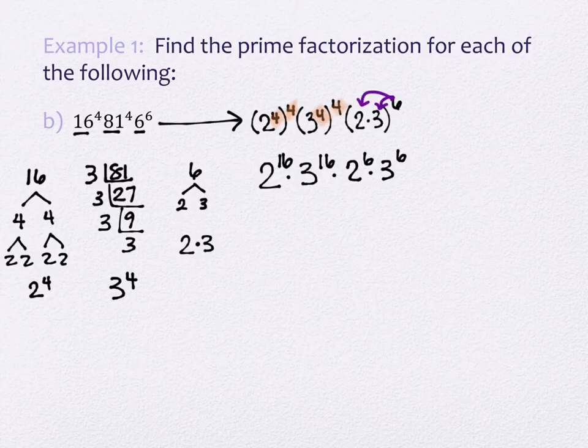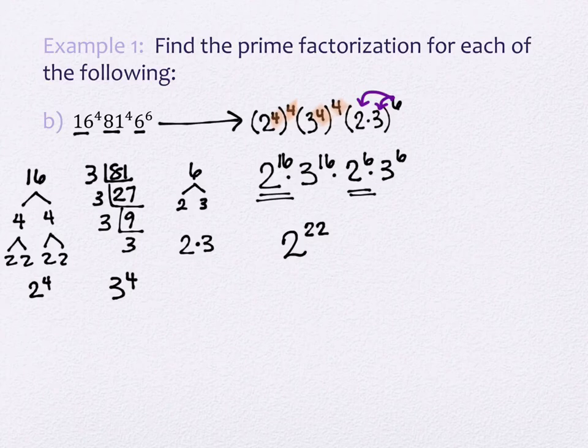But prime factorization consolidates all the bases that are the same into a single base. So I have 2 to the 16th and I have 2 to the 6th. What do I have to do to write them as a single 2 to a power? Yeah, add their exponents. What is 16 plus 6? 21, 22, I think, yeah, 22.